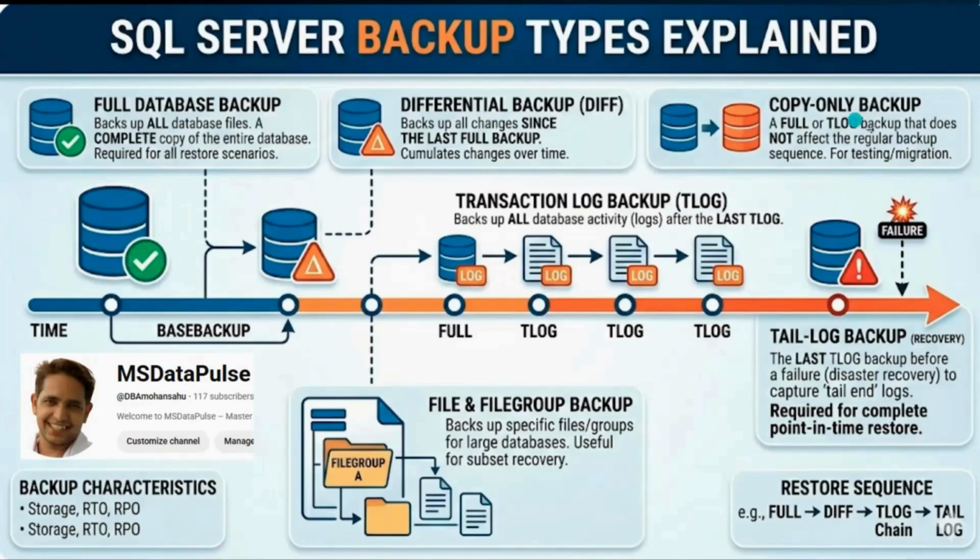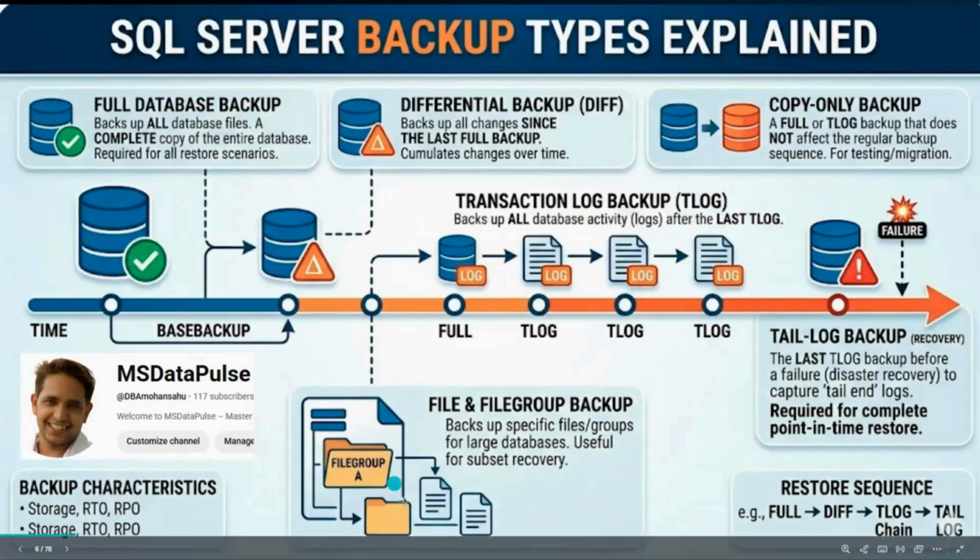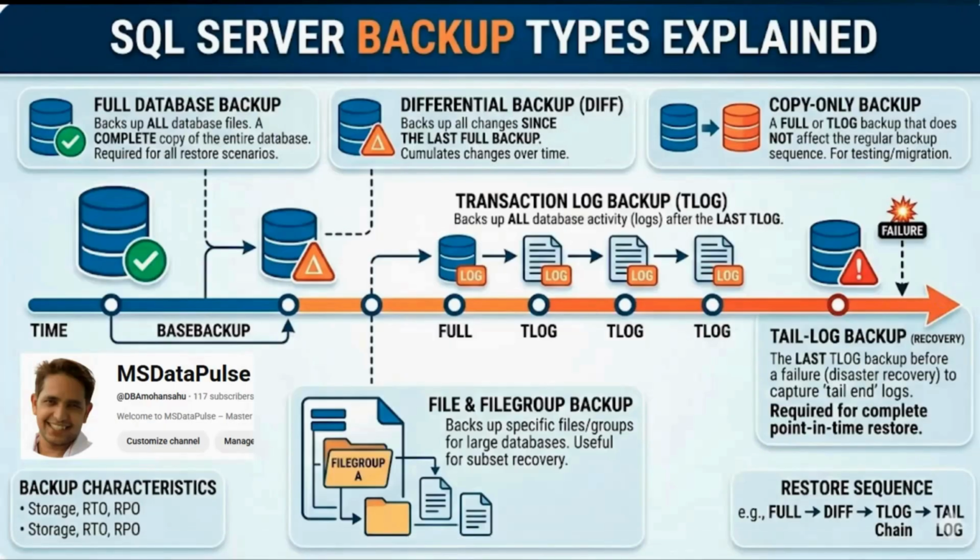Then we have the copy only backup, which I have already explained, that it is a full or T-log backup that does not affect the regular backup sequence, used for testing and migration. Then we have file and file group level, so it will take the file backup or the file group backup. Then we have the tail log backup that I have already explained. So the restore sequence will be full, differential, T-log, and the tail log backup.